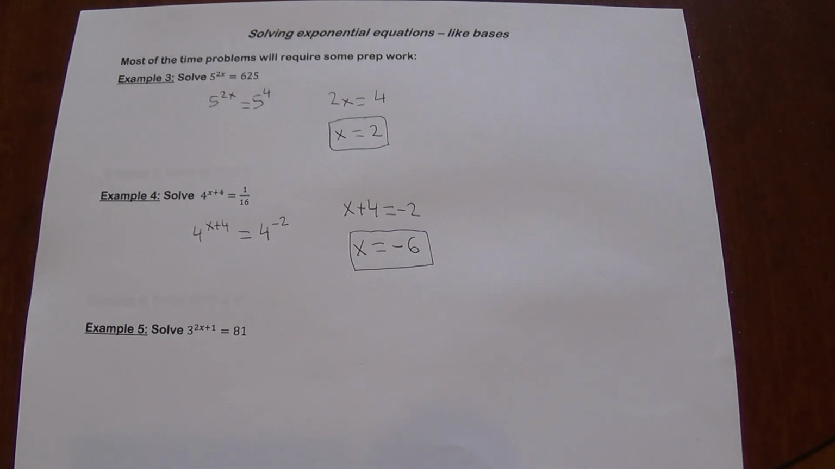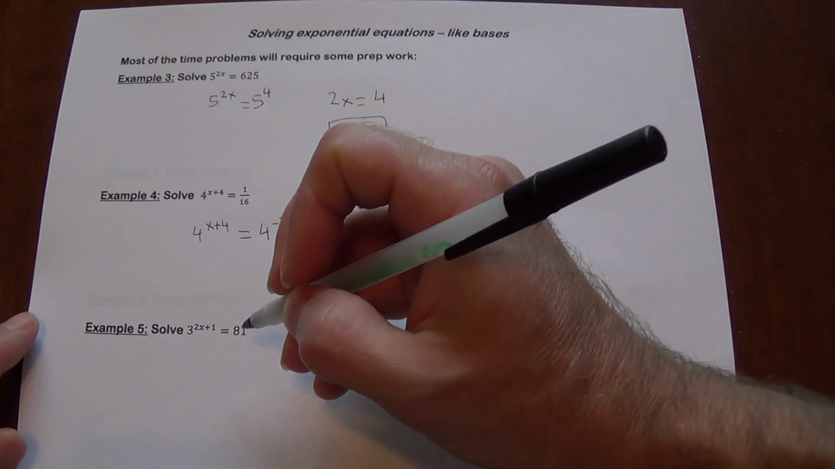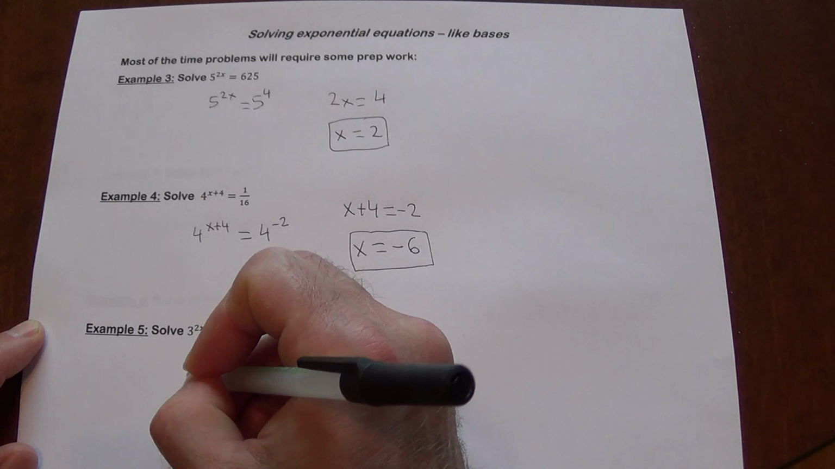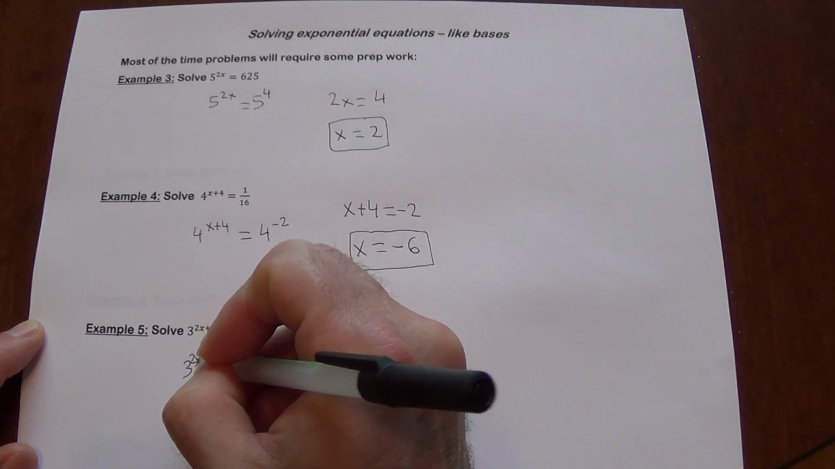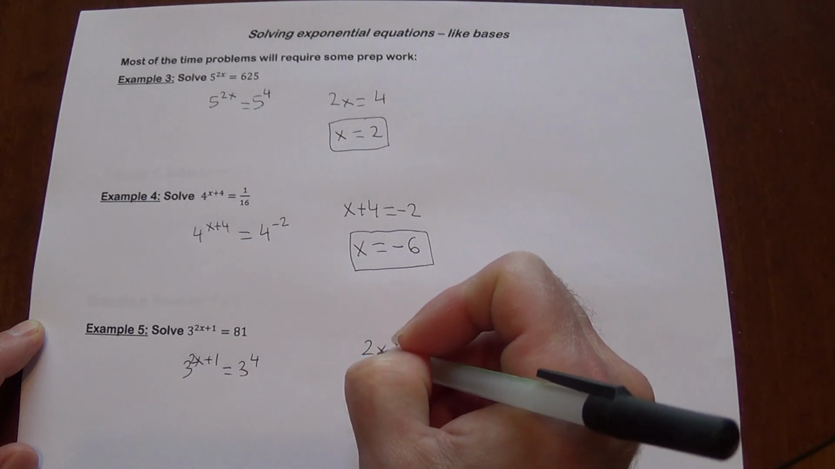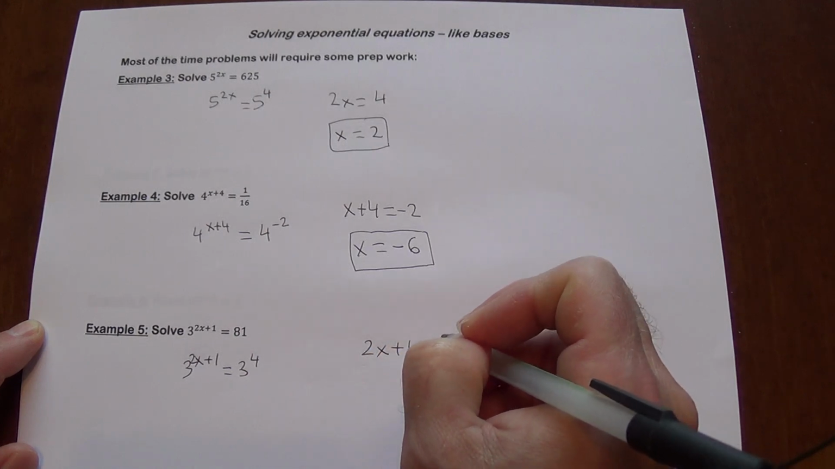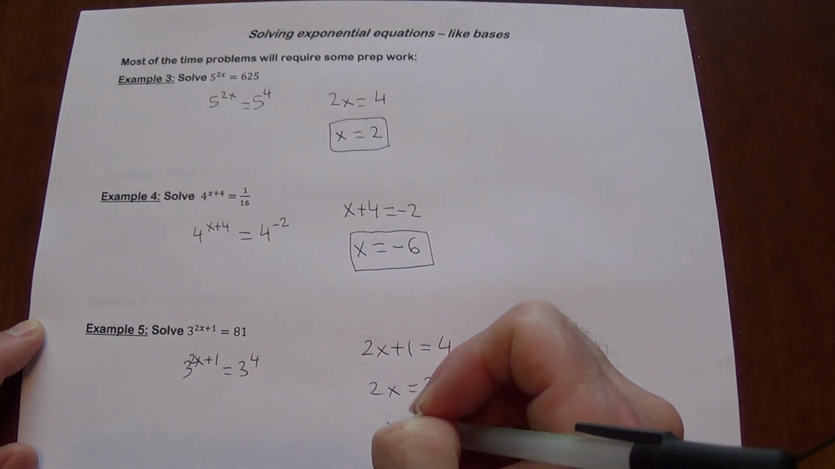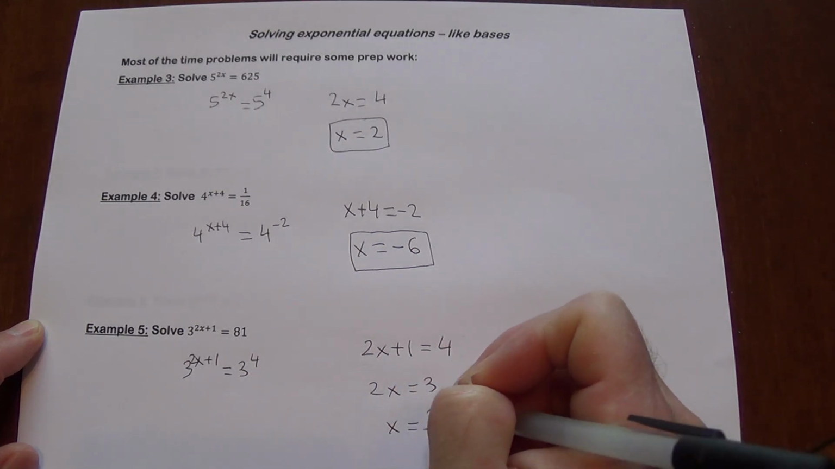Example 5, 3 to the power 2x plus 1 equals 81. So we can figure out that 81 is 3 to the 4th power. So 3 to the power 2x plus 1 equals 3 to the 4th. 2x plus 1 equals 4. 2x equals 3. X equals 3 halves.